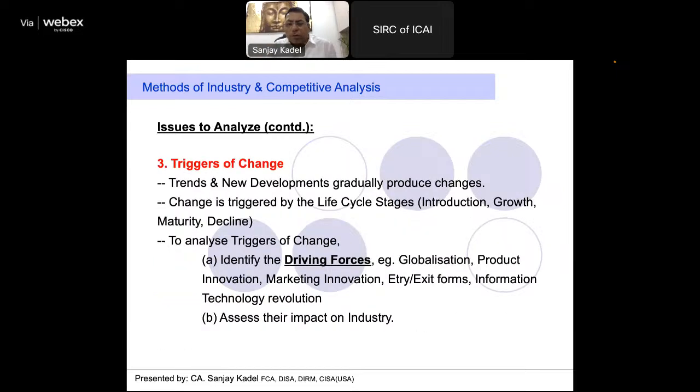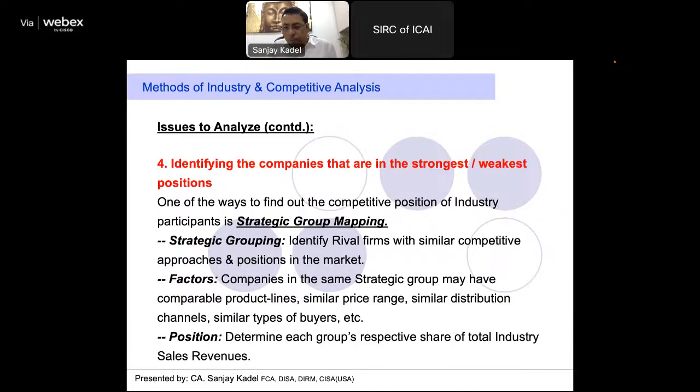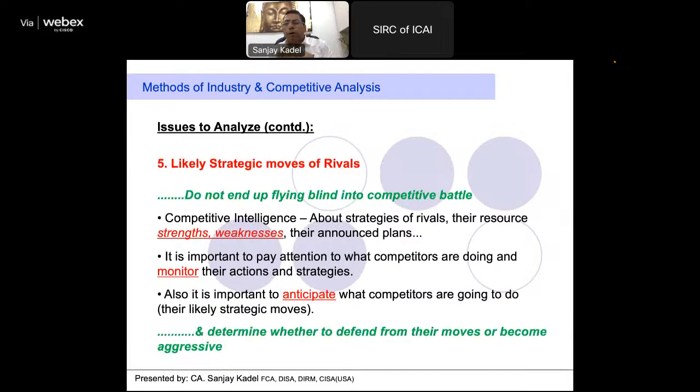Triggers of change. So what are the situations or events which are going to cause change in the industry that you have to analyze? Identifying the companies that are in the strongest or weakest positions is also called strategic group mapping. Then you have to analyze the likely strategic moves of the rivals. You have to anticipate what your competitors will do or may do. So accordingly, you also redesign or readjust your strategies.